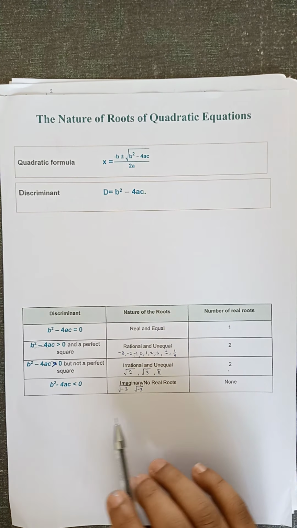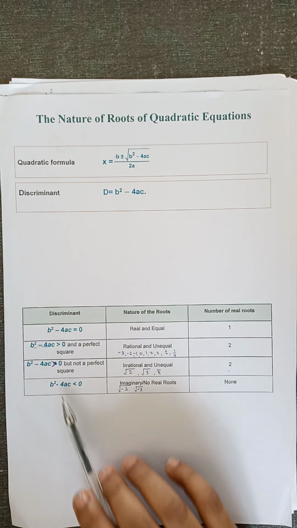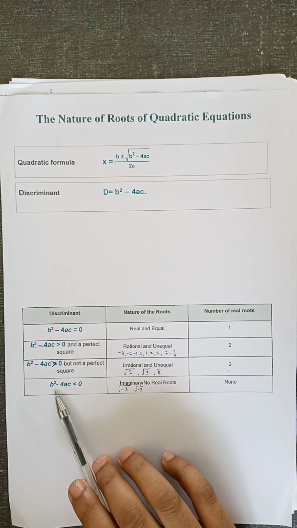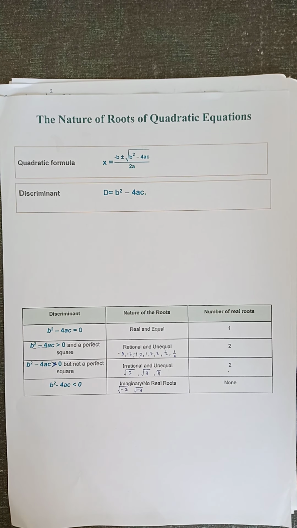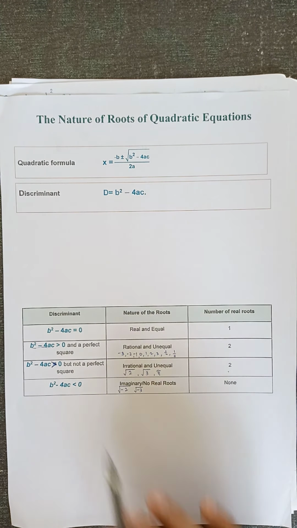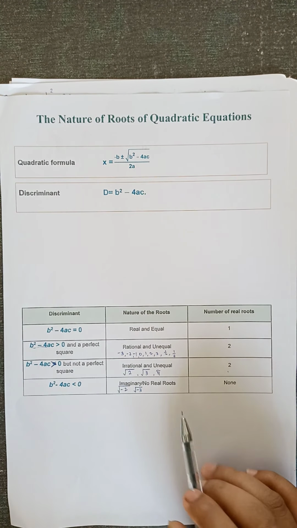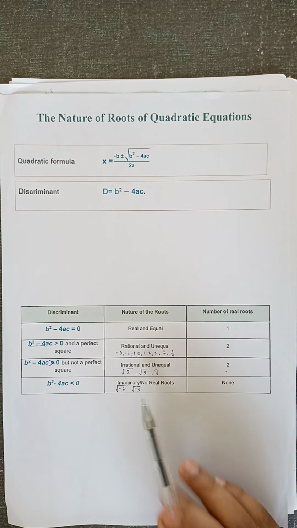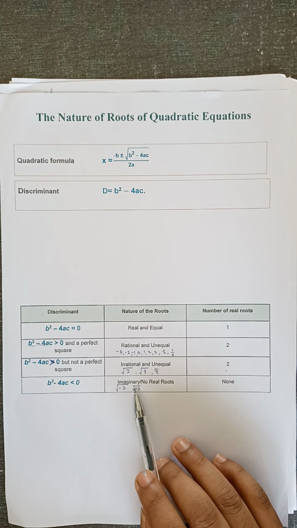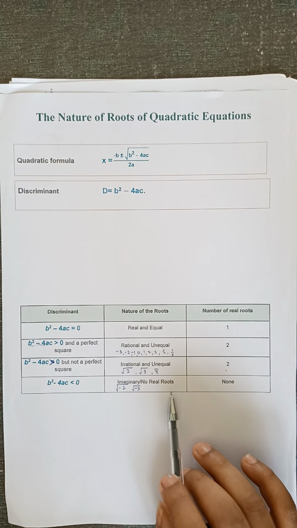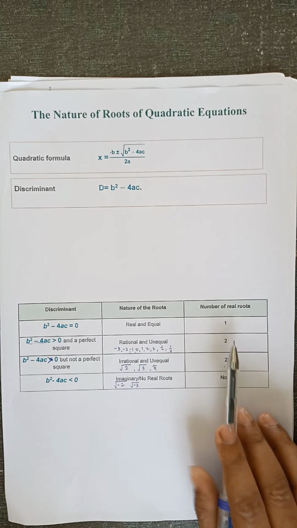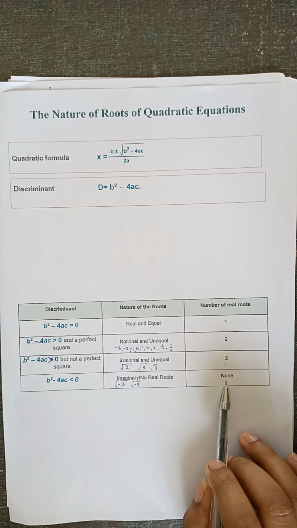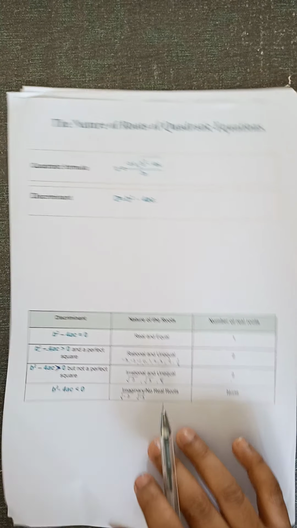Last classification is b squared minus 4ac is less than 0. So kung kanang mahitabo less than 0, the nature of the roots are imaginary numbers or no real roots. Wala siya values of x, kay imaginary siya. So therefore, there are no real roots.